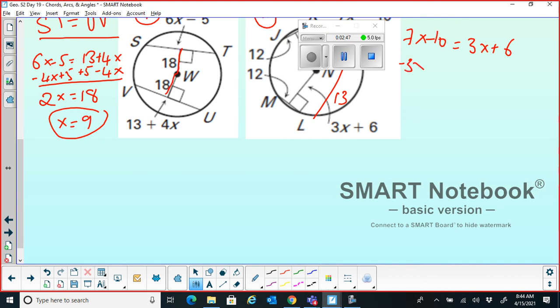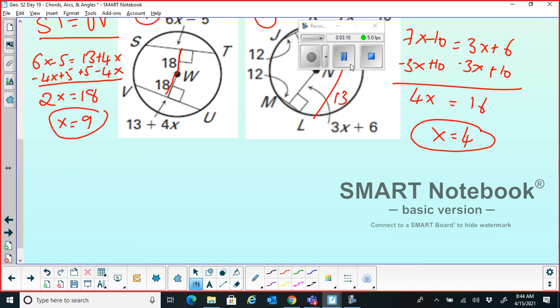Let's get all x terms together and constants together. Subtracting 3x on both sides, I get 4x. Adding 10 on both sides, I get 16 on the right. Dividing by 4, I get x equals 4. Okay.